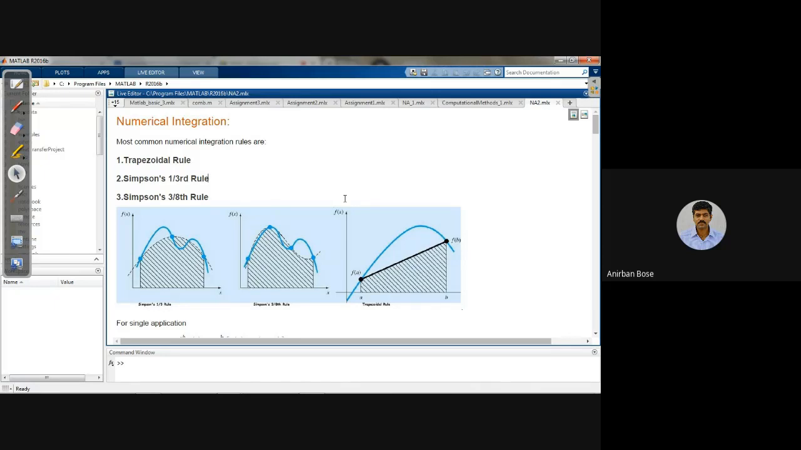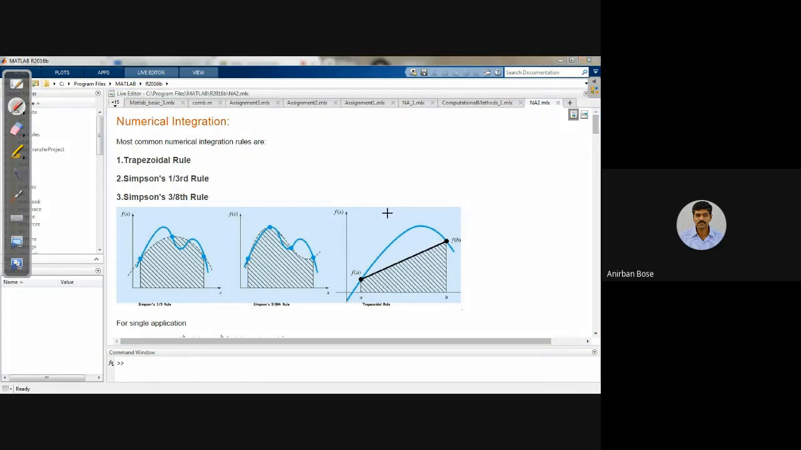The most commonly used numerical integration techniques are these three, which are listed here: trapezoidal rule, Simpson's one-third rule, and Simpson's 3/8 rule. As you can see in the picture, this third picture is the trapezoidal rule. This is the trapezoidal rule, and Simpson's one-third rule is this one. And this is Simpson's 3/8 rule.